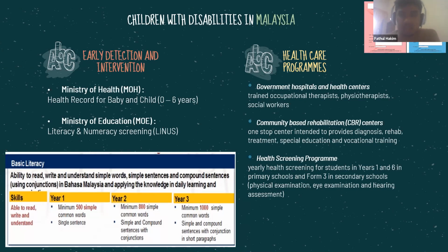There are many programs that have been held for these children. There are government hospitals and health centers, where we train occupational therapists, physiotherapists, and social workers. There is the community-based rehab center, which is a one-stop center intended to provide diagnosis, rehab treatment, special education, and vocational training. And then there is the yearly health screening program for students in year 1 and 6 in primary school and form 3 in secondary school.